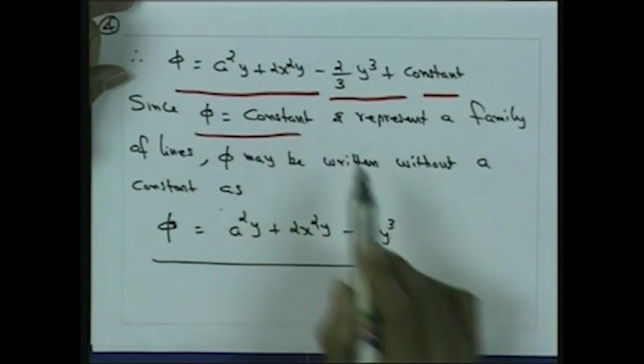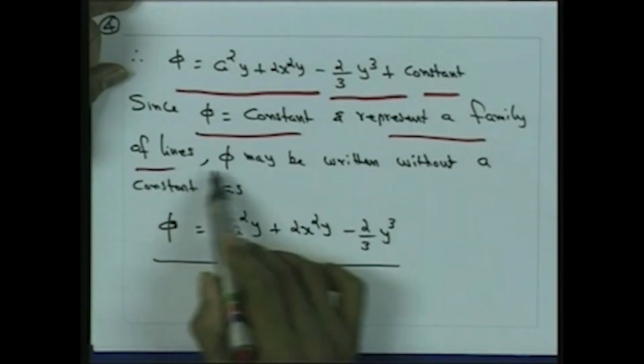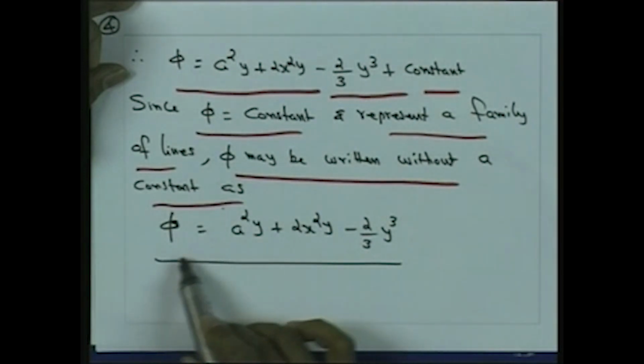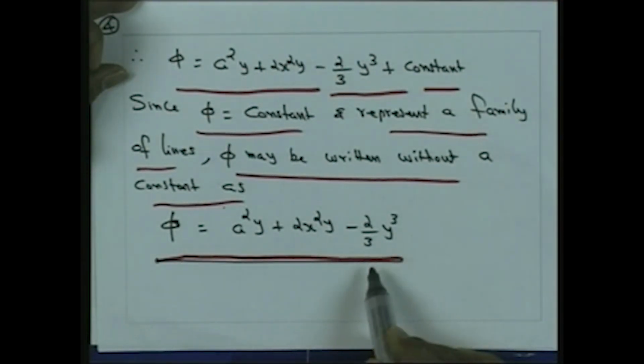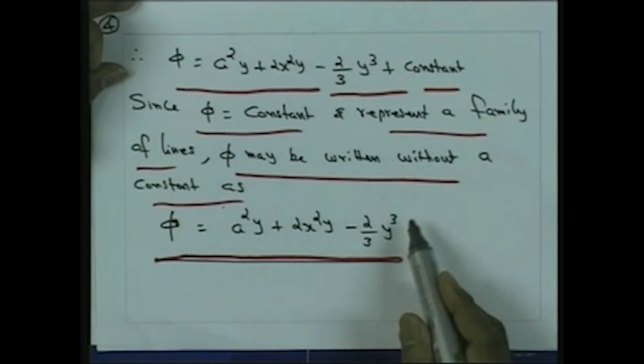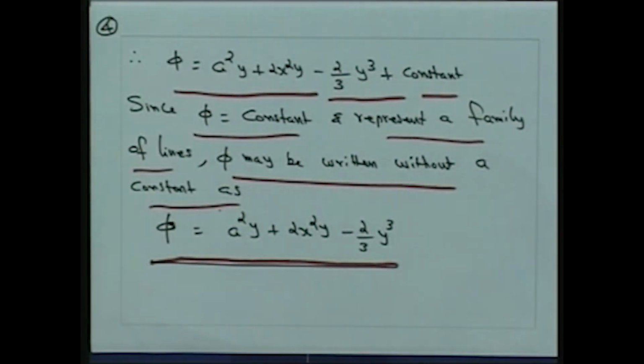Since phi, the velocity potential, with a constant represents a family of lines, phi may be written without the constant, so finally phi can be written as x square y plus 2x square y minus 2 by 3 y cube. Like this, the definition of potential can be used to determine the velocity, or if the velocity is given, we can determine the potential function. The potential flow theory is valid for inviscid, incompressible and irrotational flow, and the fields are governed by the Laplace equation, and the flows are called potential flows. Further, we will be discussing potential flows and related theories in the next lecture.